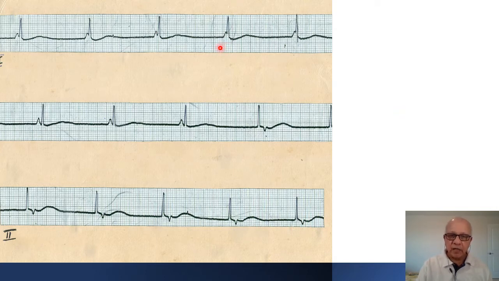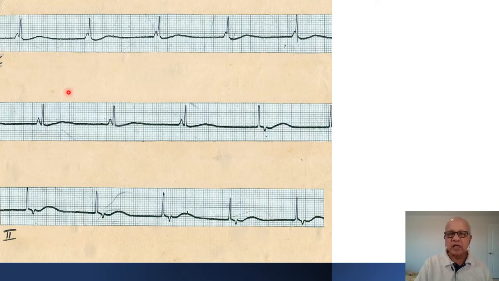So this is a narrow QRS rate beating at 40 per minute, not with a conducted P wave. So it is a junctional rhythm. Okay. Now we have said that in the upper panel, the P waves are produced by the sinoatrial node.